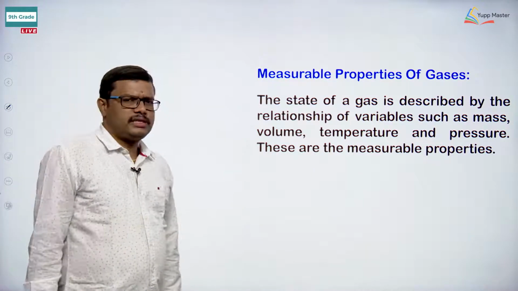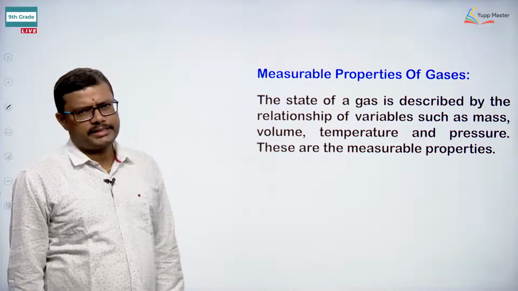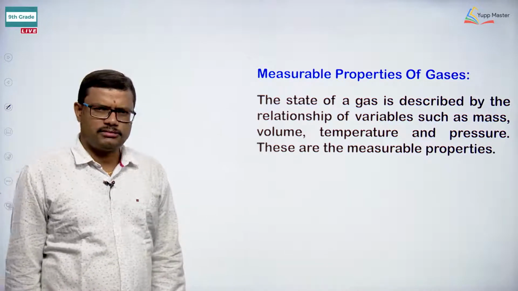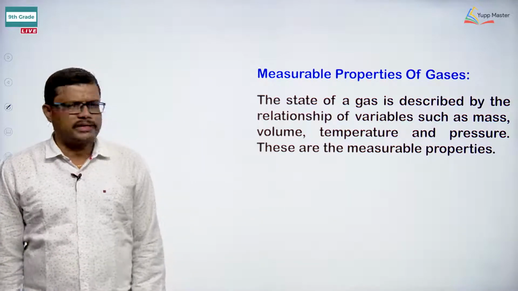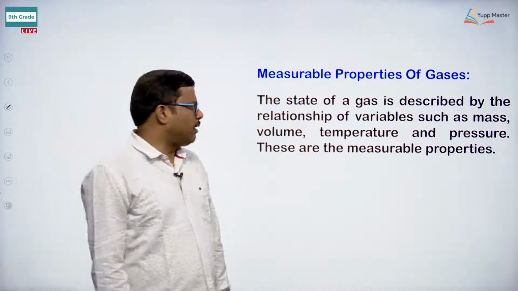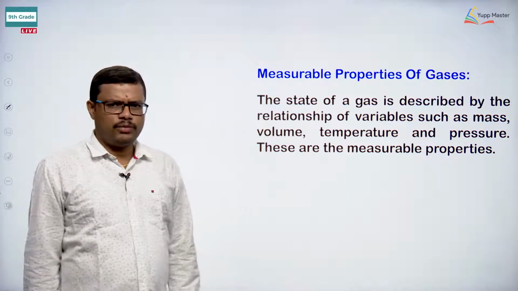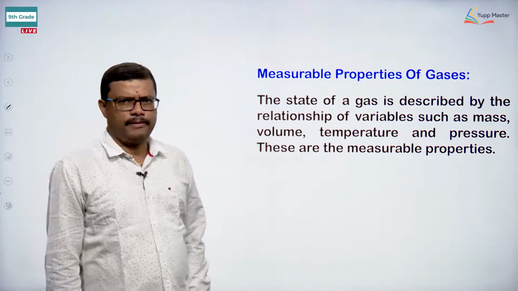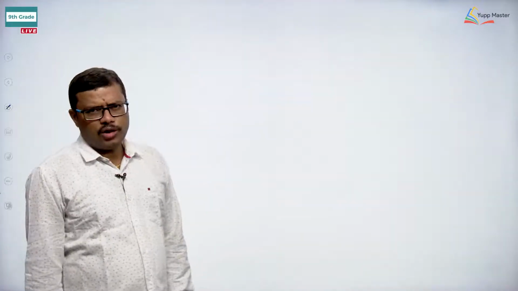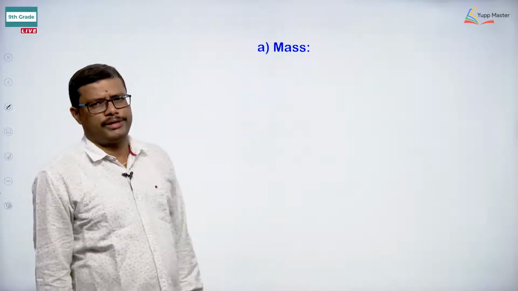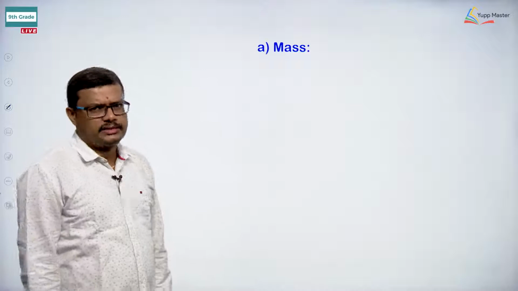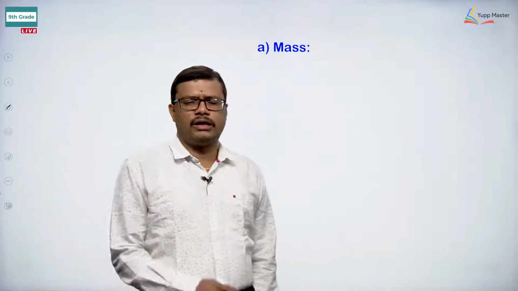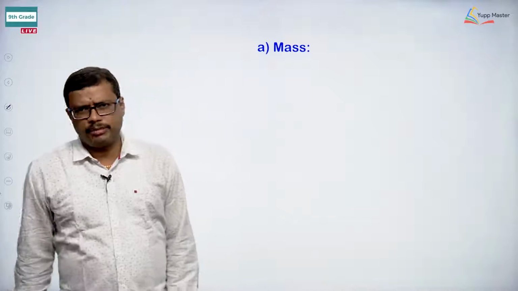Here, the state of a gas is generally described by the relationships of variables such as mass, volume, temperature, pressure. So, the measurable properties are mass, volume, temperature and pressure. Let us focus on these measurable properties and how we are going to calculate the mass, volume, pressure and temperature of the gases. What are the units that we are going to use in case of gases, and how do we convert one unit into another for the measurable property?